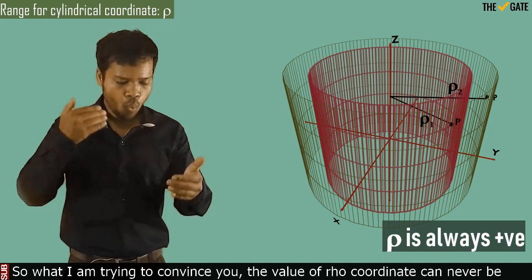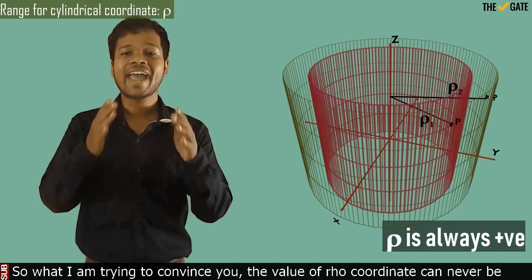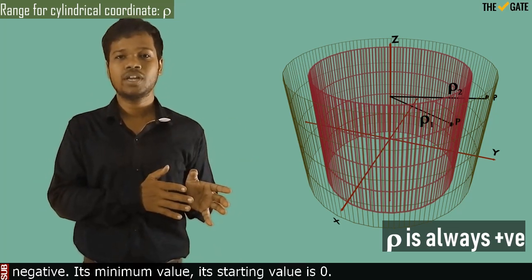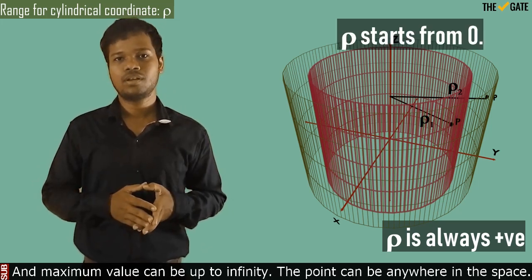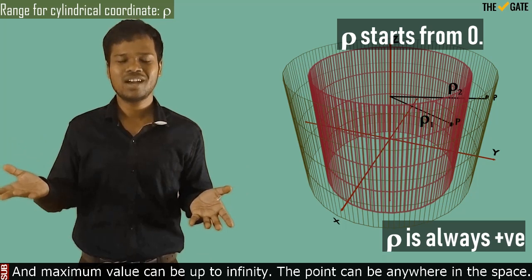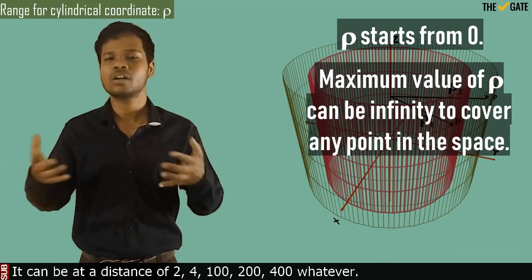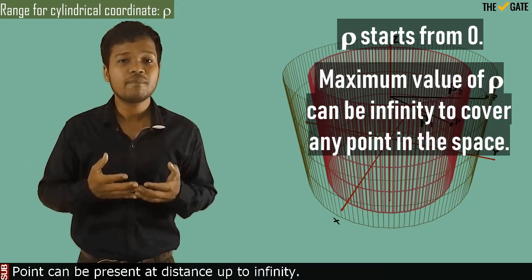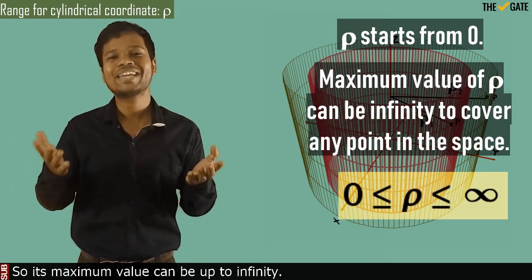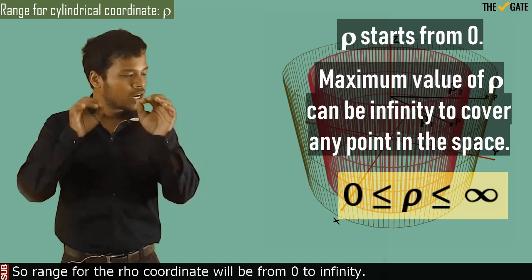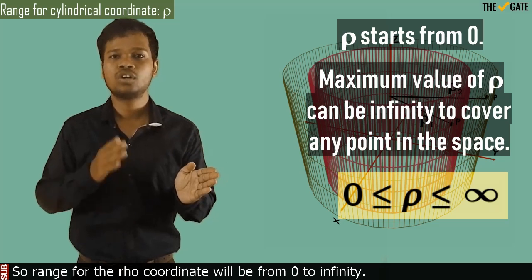Am I right? So what I am trying to convince you is that the value of the rho coordinate can never be negative. Its minimum, starting value is 0, and the maximum value can be up to infinity. The point can be anywhere in the space. It can be at a distance of 2, 200, 400, whatever. A point can be present at any distance up to infinity. So the range for the rho coordinate will be from 0 to infinity.